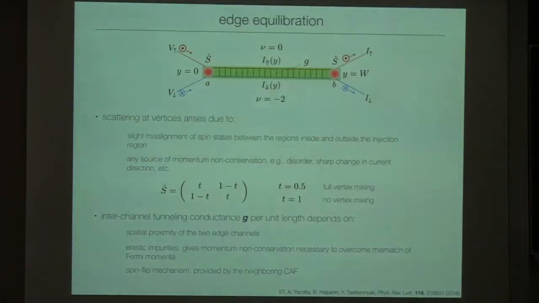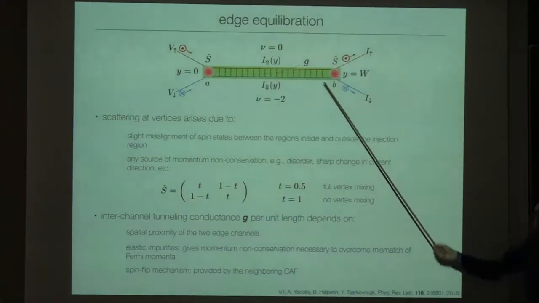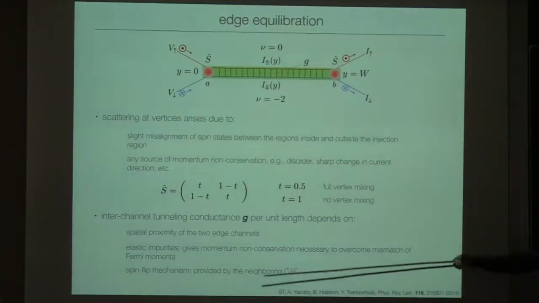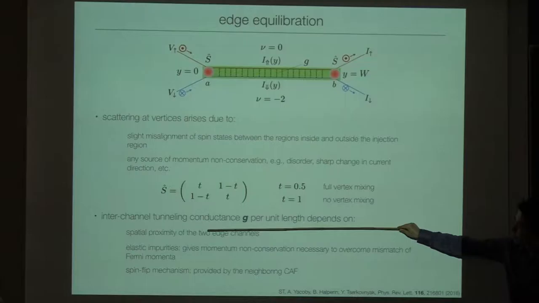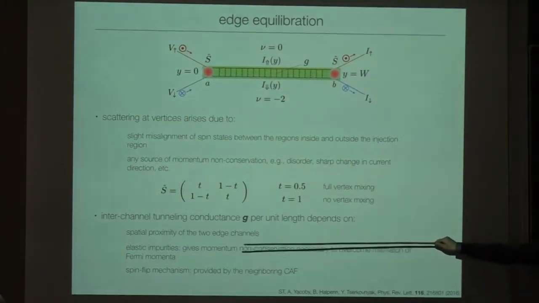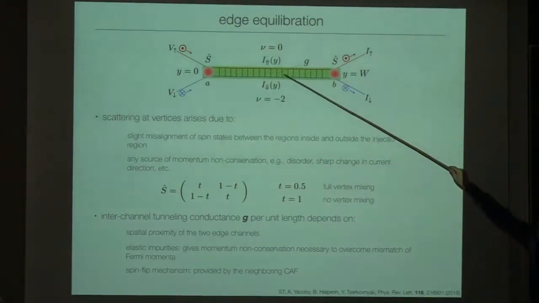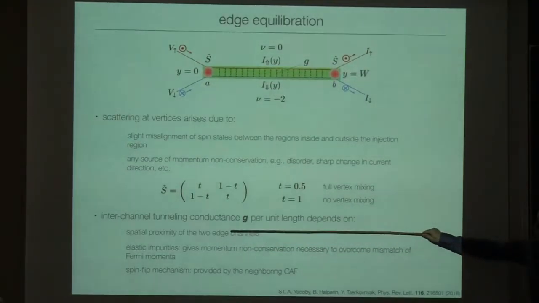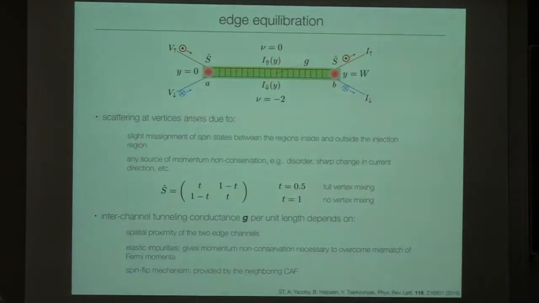Now, inside the line junction, the microscopic details are going to be very complicated, but we lump all of this into a single tunneling conductance per unit length inside this line junction, which we call G. This quantifies how much the currents are scattered between these two edges. And this G is going to depend on the proximity of the two edge channels, the presence of disorder, and also the spin flip mechanism that may be provided by the neighboring canted antiferromagnet.